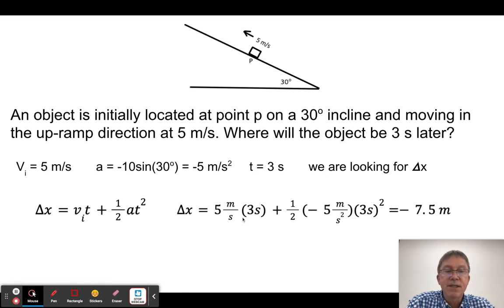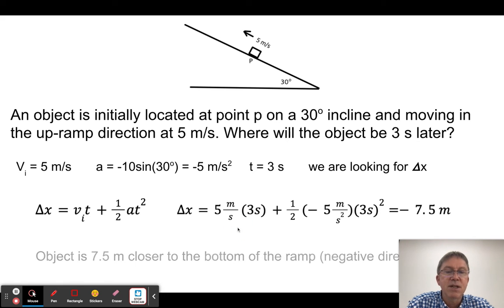So if I go ahead and substitute in, what I'll find is I have positive 5 meters per second because it's moving up, times 3 seconds, plus 1/2 of negative 5 meters per second squared because it's going to accelerate in the downward direction, times 3 seconds squared. I get negative 7.5 meters, meaning that the final position is 7.5 meters in the negative direction from point P, which means it's going to be 7.5 meters down in this direction here.